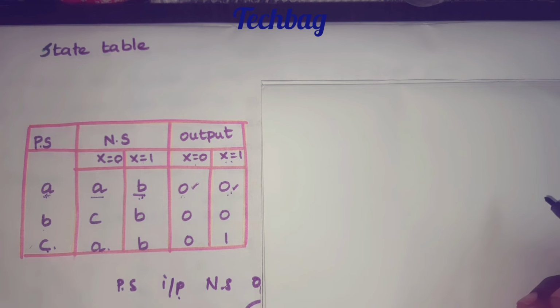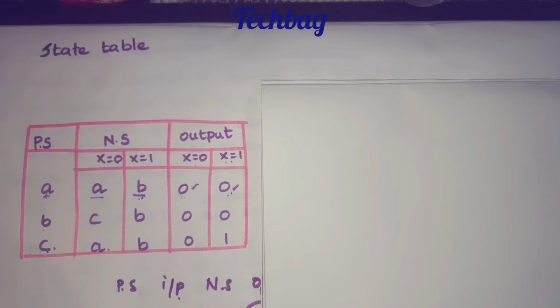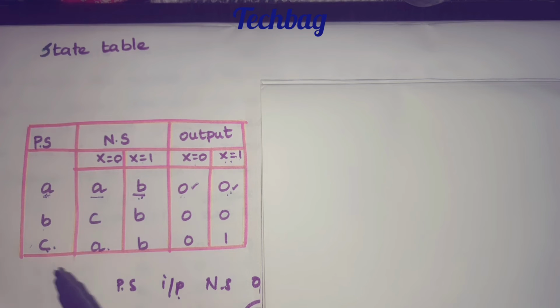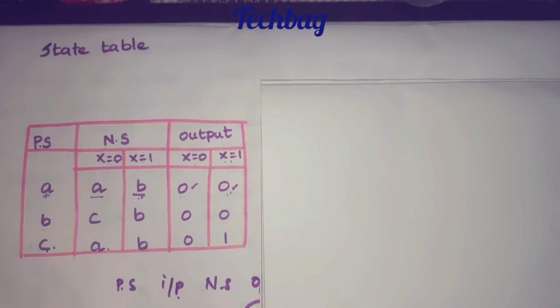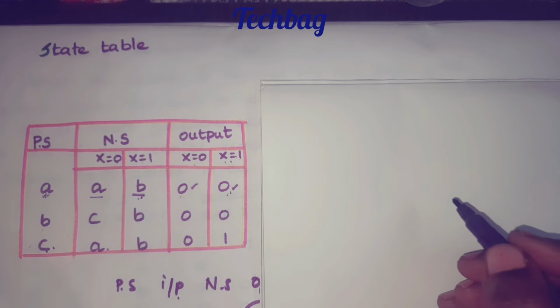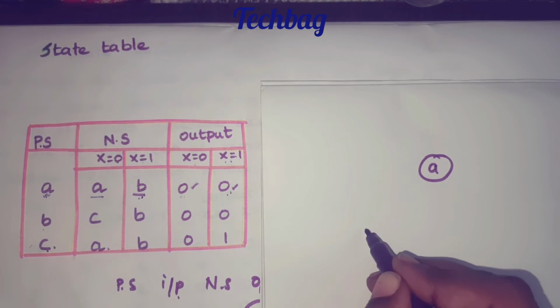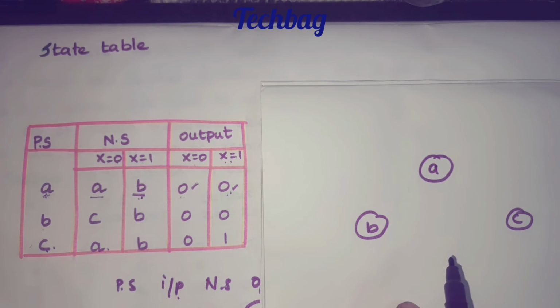Next, let us see how to draw a state diagram from this state table. Already we have seen how to draw a state diagram for flip-flop. It is similar to that. So first step, draw a circle for each state. Here there are 3 states. So first draw 3 circles and place a state within each circle. So A, B and C. So there are 3 states.